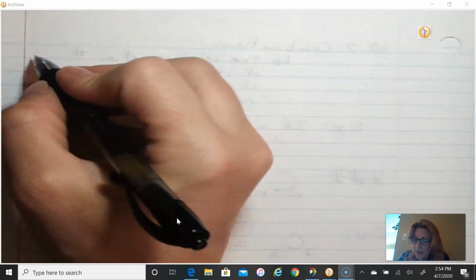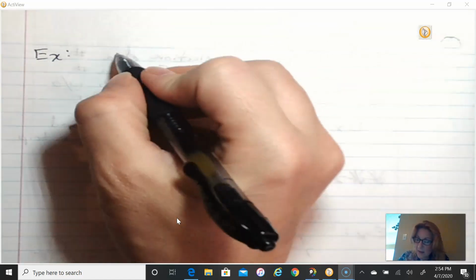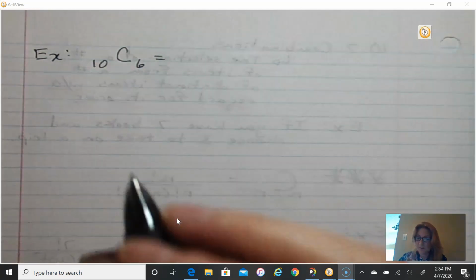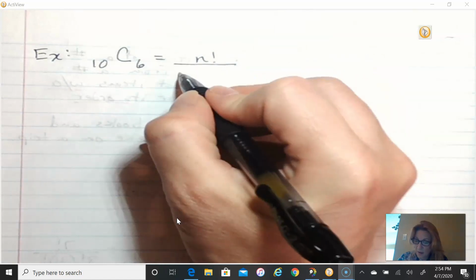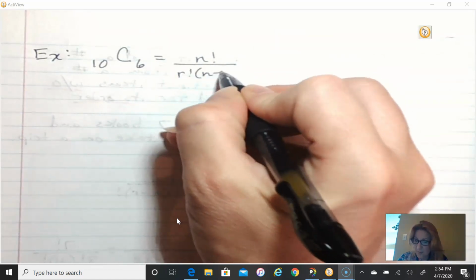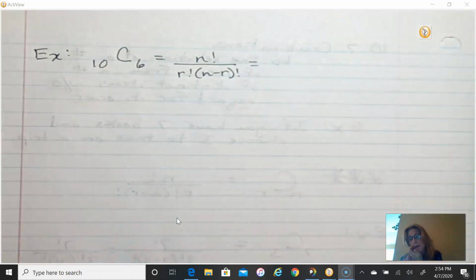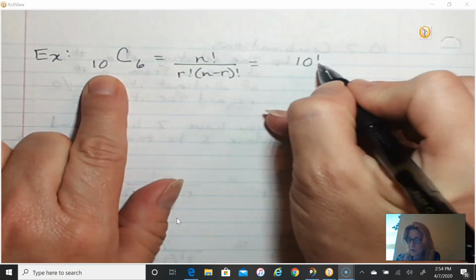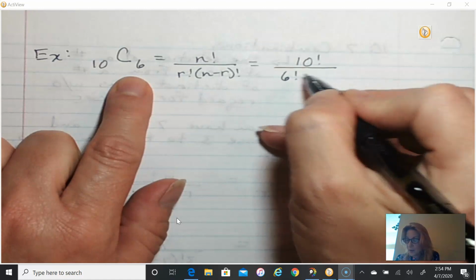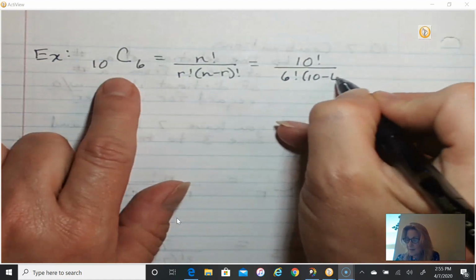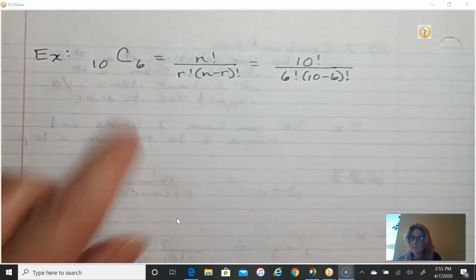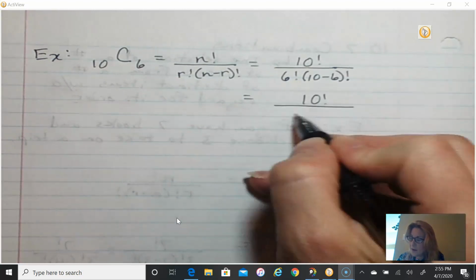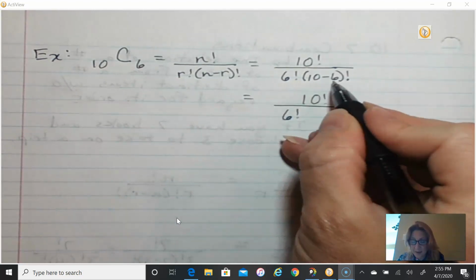Okay. Let's do another one. All right, here we go. N factorial over R factorial times N minus R factorial. All right, so we have N is 10, remember? So I have 10 factorial over 6 factorial times 10 minus 6 factorial. What's 10 minus 6?